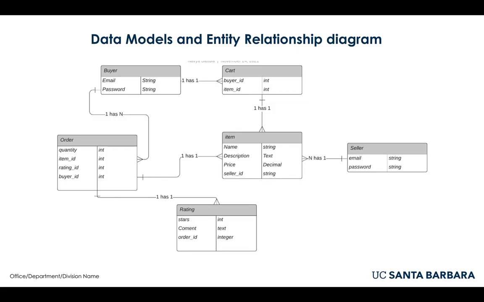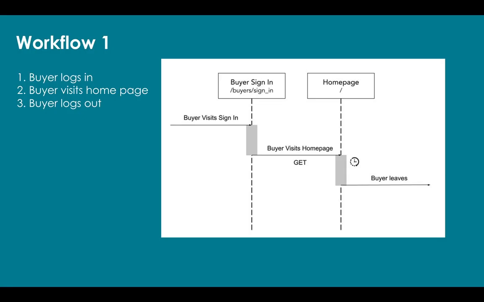Okay, so here are our data models. We have 6 models which are buyer, seller, cart, item, order and rating, and this is our entity relationship model.